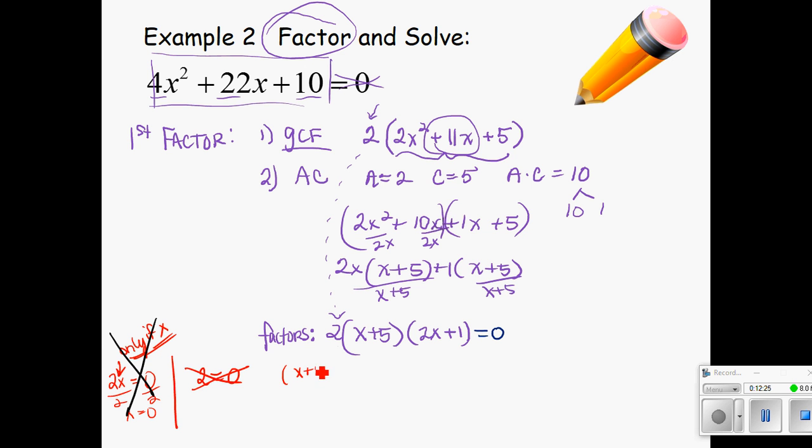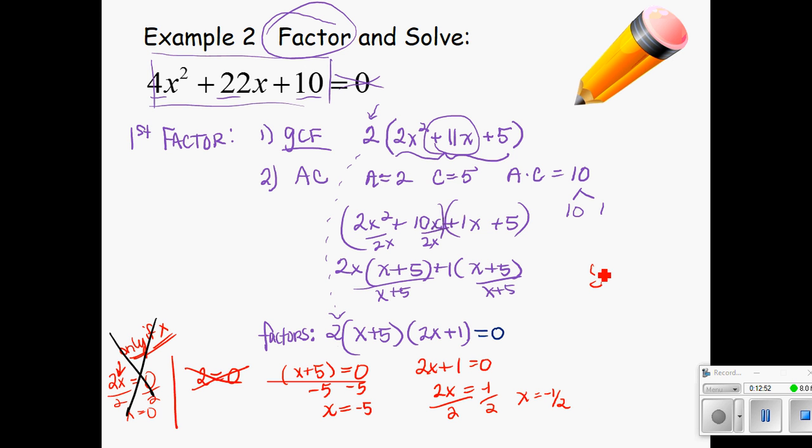So x plus 5 equals 0. Subtract 5 on both sides. X is equal to negative 5. Set 2x plus 1 equal to 0. Subtract 1 from each side and divide by 2. So x will equal negative 1/2.